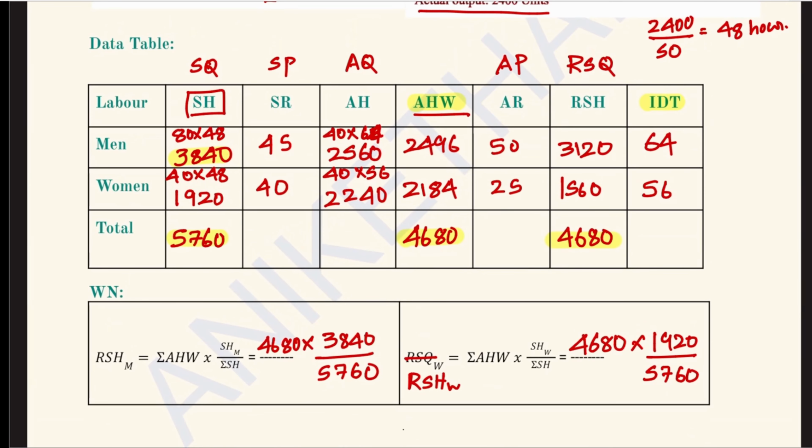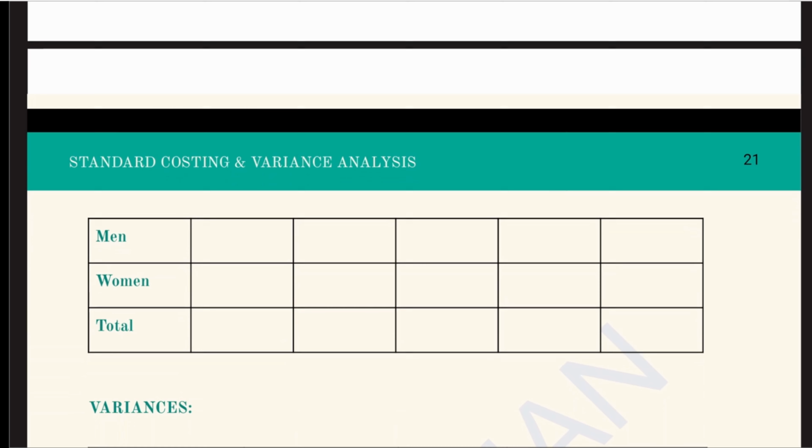So men SHSR: 3840 into 45 memory plus 1920 into 40 memory, plus memory recall. So 172,800, 76,800, 249,600.